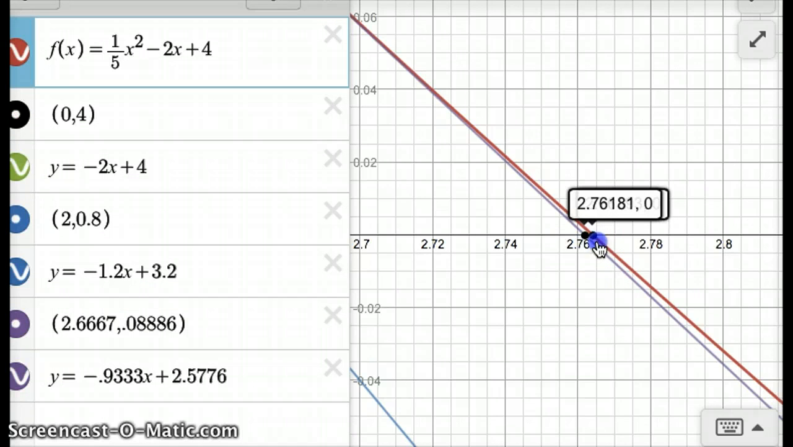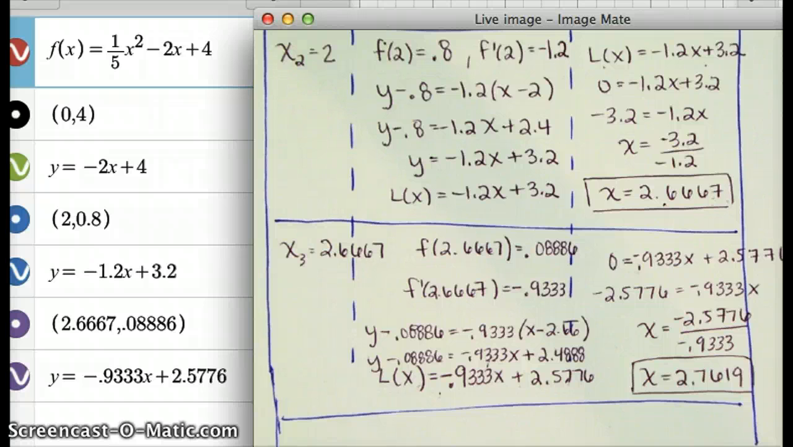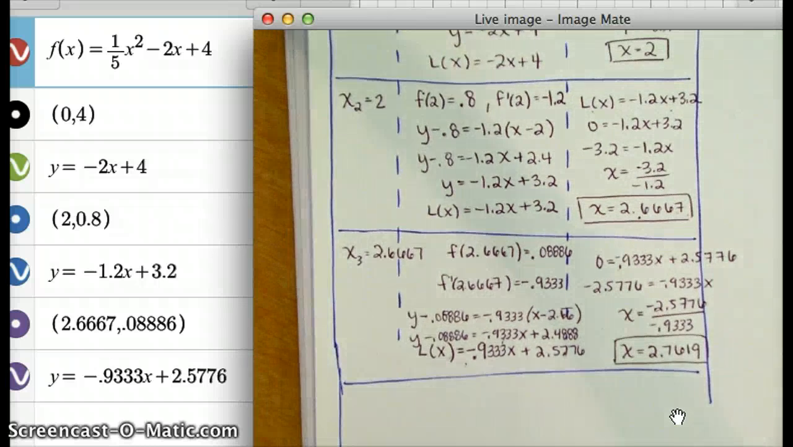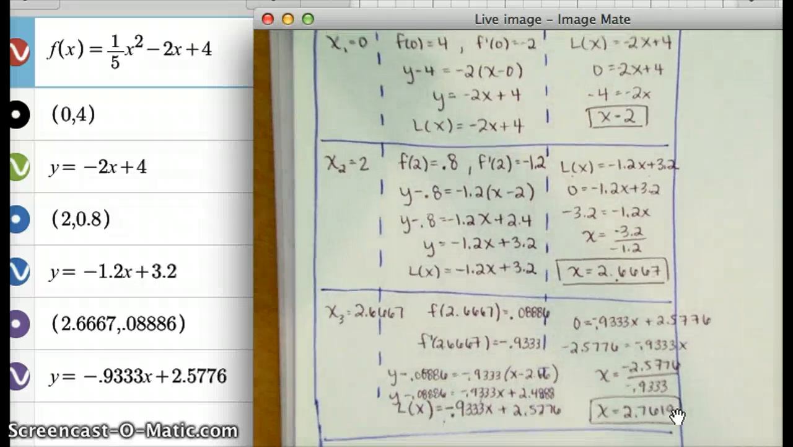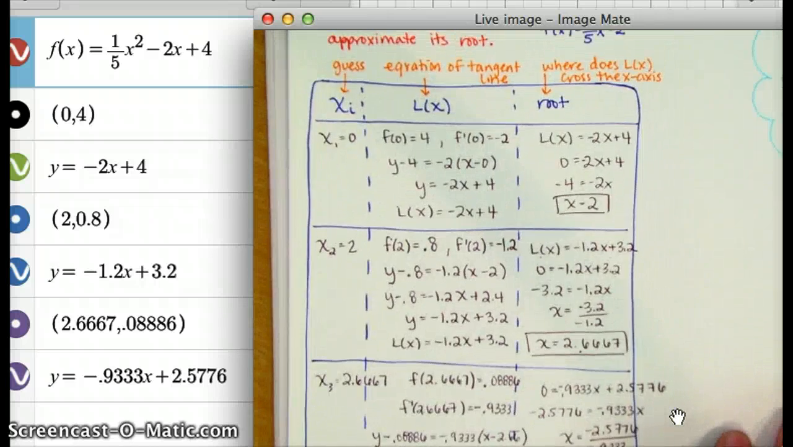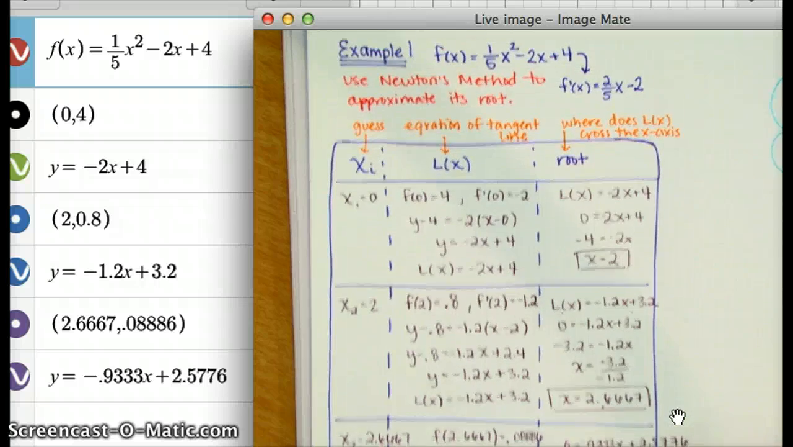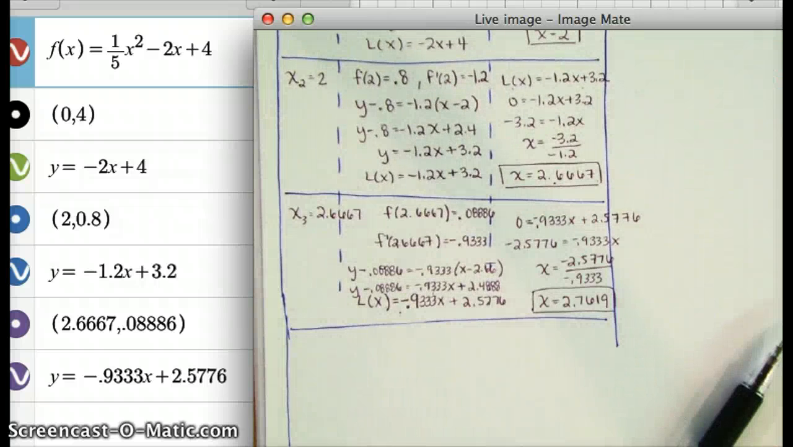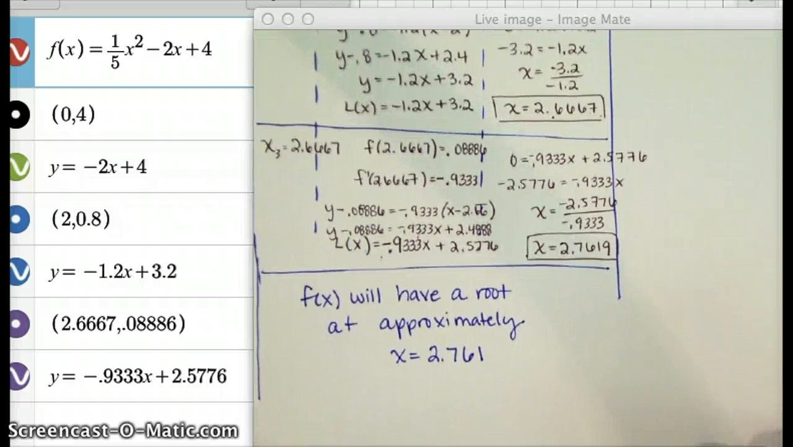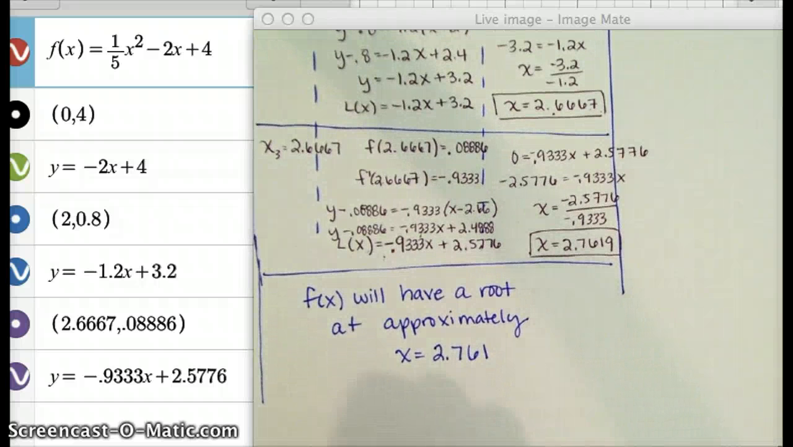I can find the true root, which is this second one right here, 2.7639. And ultimately, this is now a judgment call. Do you choose to do another round of this and get even closer? If you did, you would get closer. For this problem, we'll stop there. And we'll just finally write as our conclusion, we've estimated, looking at all the work we've done here, what we think the root's going to be. And we can go ahead and say that we're guessing f of x will have a root at approximately 2.761.